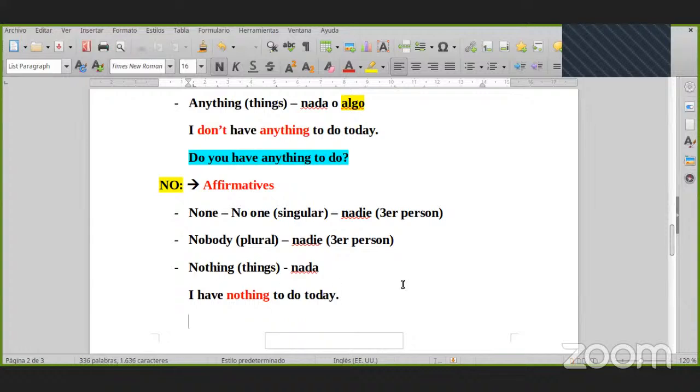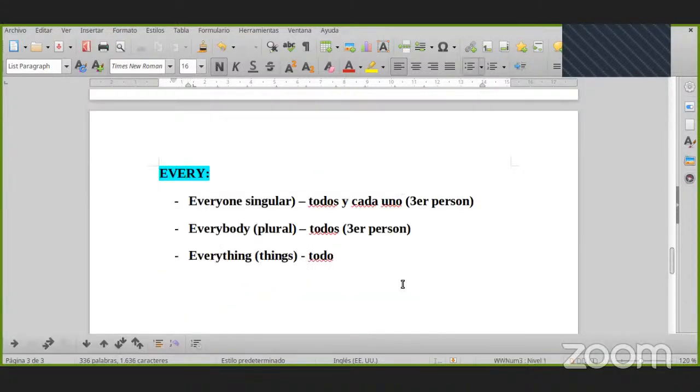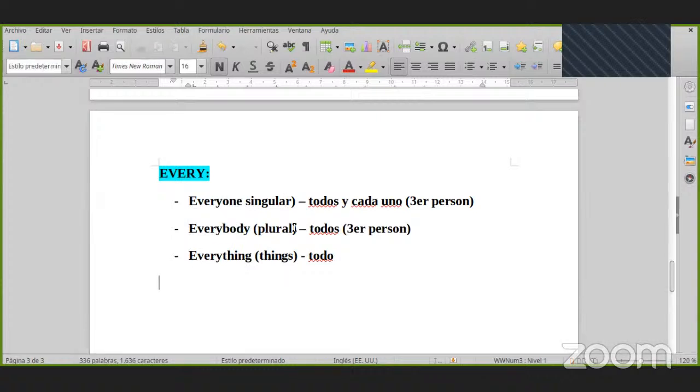Finally, the last indefinite that we have, it is every. Every we could use with affirmatives, negatives, and questions, okay, with the three ones. And we add the same. We add one, body, and thing. Everyone, everybody, everything, okay? Singular, plural, or things.